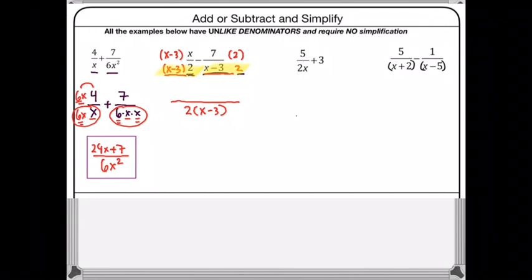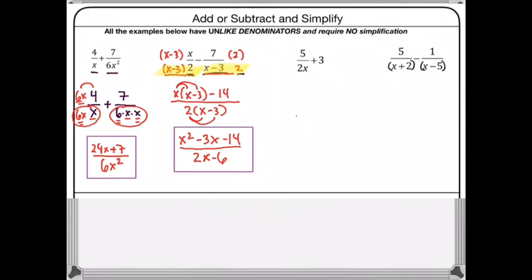And now let's set this thing up so we can simplify it out as much as we can. So this is going to give me x times x minus 3 minus 7 times 2, which is 14. Okay, and so let's do some distribution. We end up with x squared minus 3x minus 14 over 2x minus 6. So it looks like we are all set here. This top can't be factored because there's nothing that's going to multiply to a negative 14 and add to a negative 3, and so therefore we end up with this as a final answer.